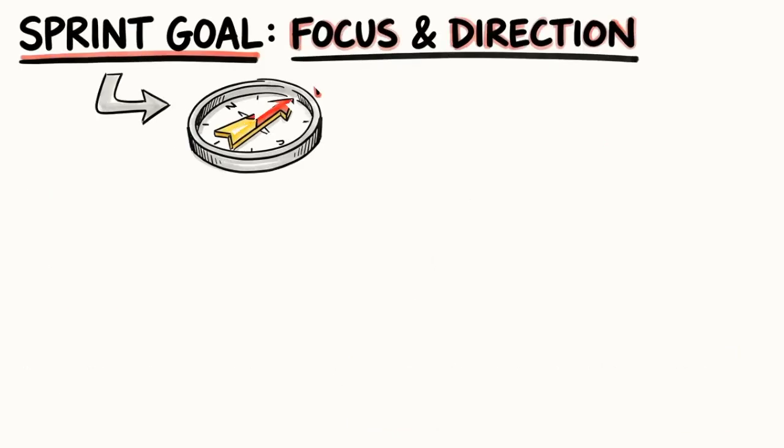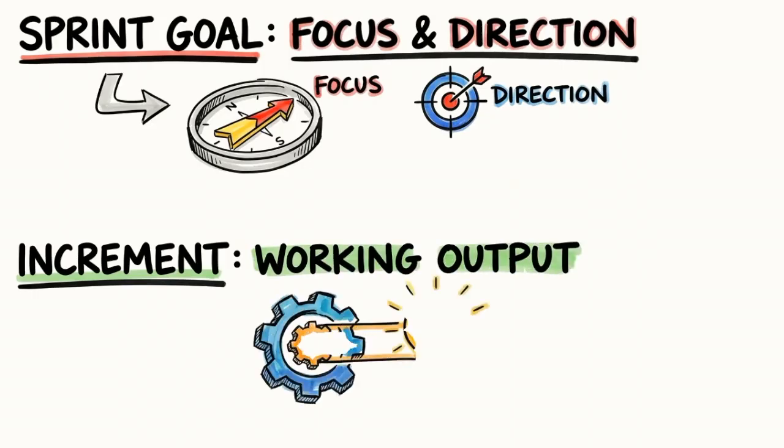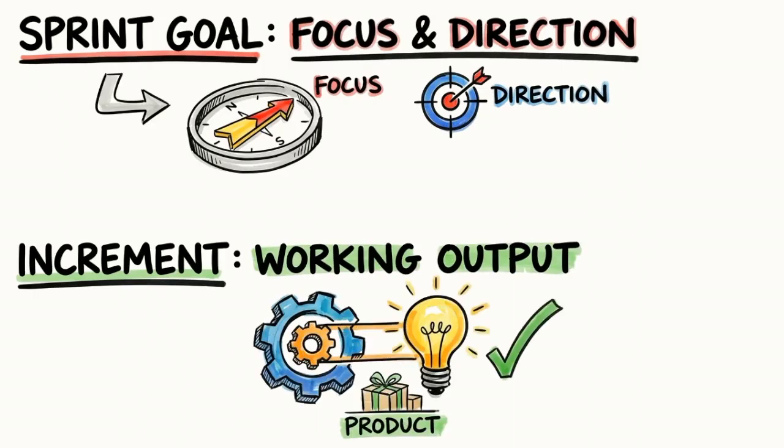Every sprint has a sprint goal and an increment. The sprint goal is the single objective that gives focus and direction. The increment is the working output, delivered while achieving that goal.